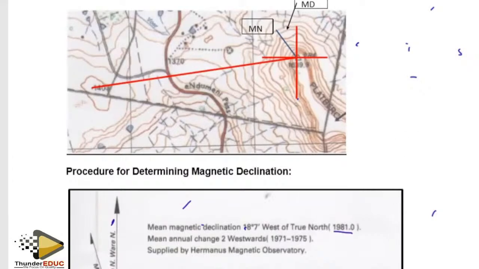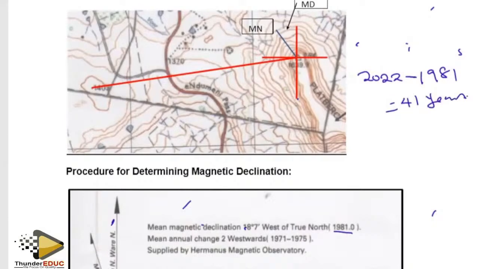2022, we say 2022 minus 1981. What's the difference? 2022 minus 1981. The difference is 41 years.